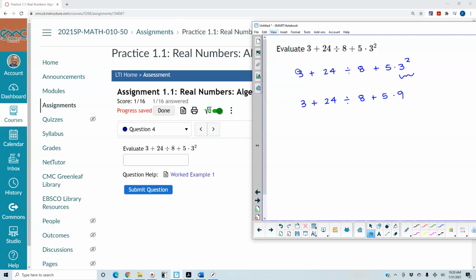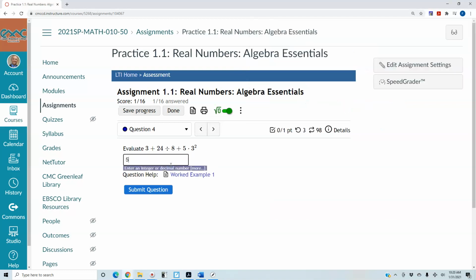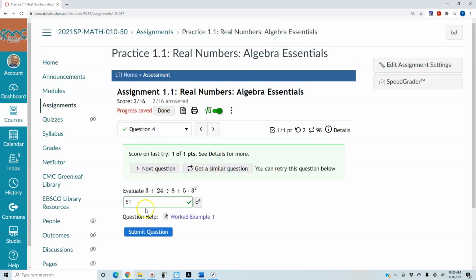And now we're going to go ahead and work division and then multiplication from left to right. So this becomes 3 plus 24 divided by 8 is 3, plus 5 times 9 is 45. And now when we add them all together, we have 3 plus 3 plus 45, which gives us an answer of 51. Let's go ahead and submit that answer here. And there's our result.